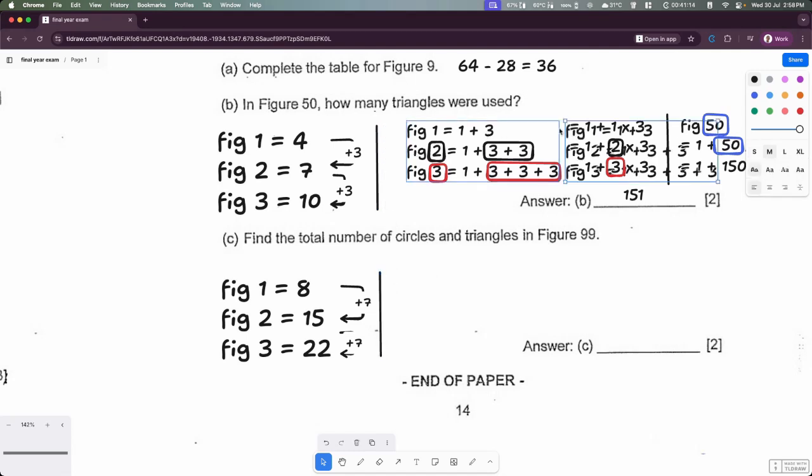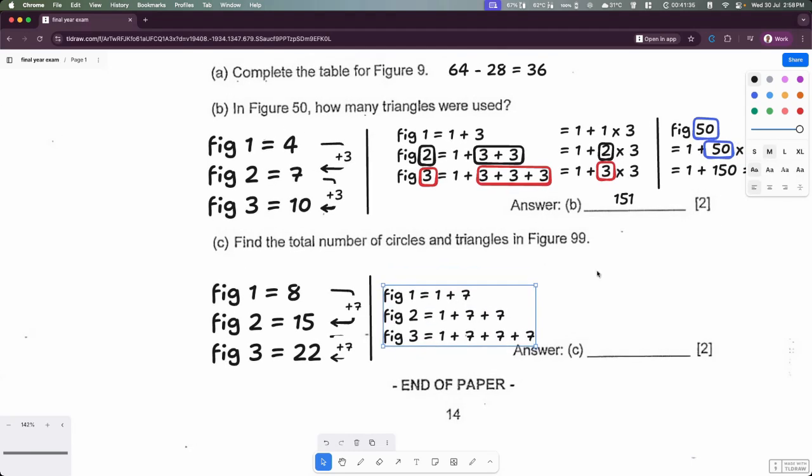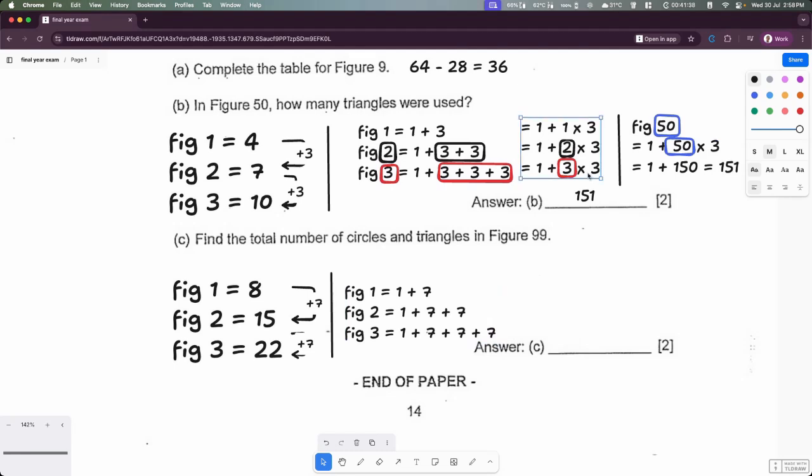Basically, figure 1 is 1 plus 7. And then figure 2 is what? 1 plus 7 plus 7. Figure 3 is 1 plus 7 plus 7 plus 7. So I think you already know. For figure 1, it is the same as 1 plus 1 times 7, 2 times 7, 3 times 7. And then I think you can figure out figure 99. Pretty straightforward as well.